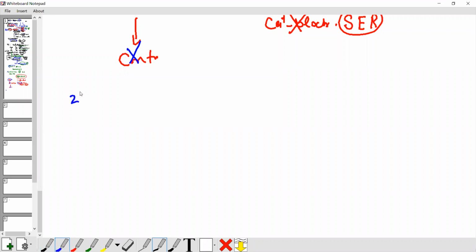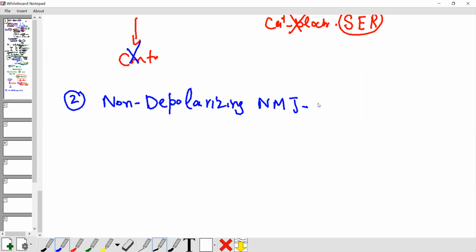Second group, non-depolarizing neuromuscular junction blocker. Okay, non-depolarizing neuromuscular junction blocker. Depolarizing, they first depolarize the muscle, then block the muscle. Now, non-depolarizing, how are they working?